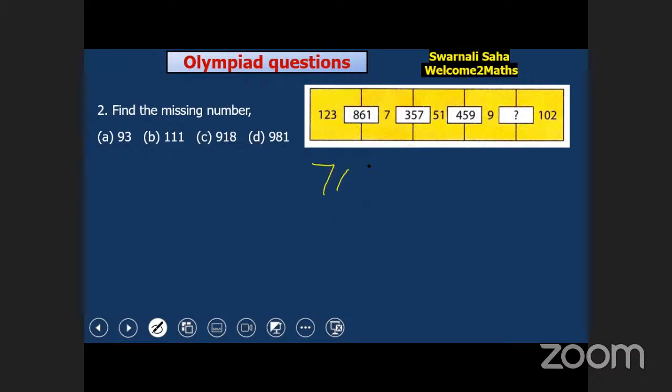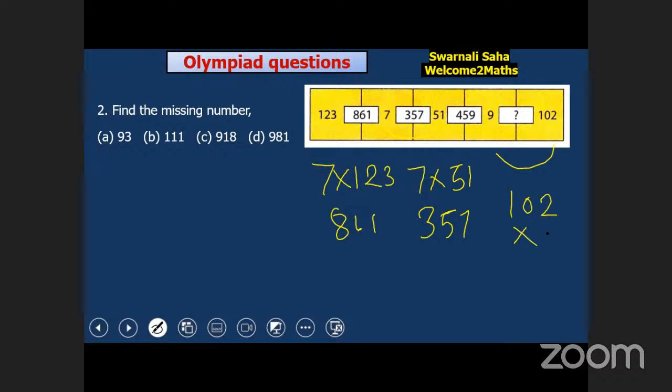So 7 into 123 is 861. Whenever you multiply 7 and 51, it would be 7 into 51, it would be 357. So for the result, you just have to multiply 9 and 102. 102 into 9 would be 918. Fine. So it is the answer. C is the answer. Okay.